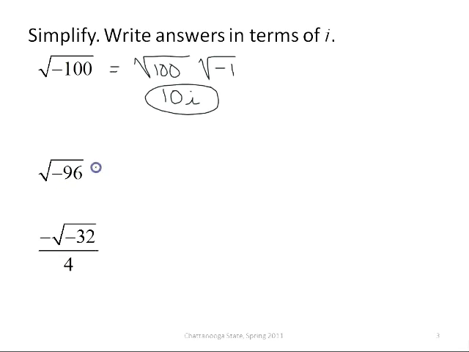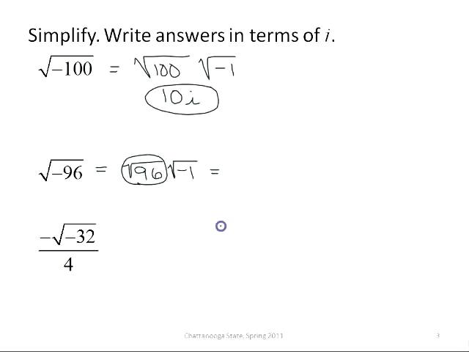Now, the square root of -96, I can still think of the -96 as 96 times -1, but the 96 is a radical that I'm going to need to break down and simplify. So let me think of the 96 and think about what perfect square numbers are factors of 96.